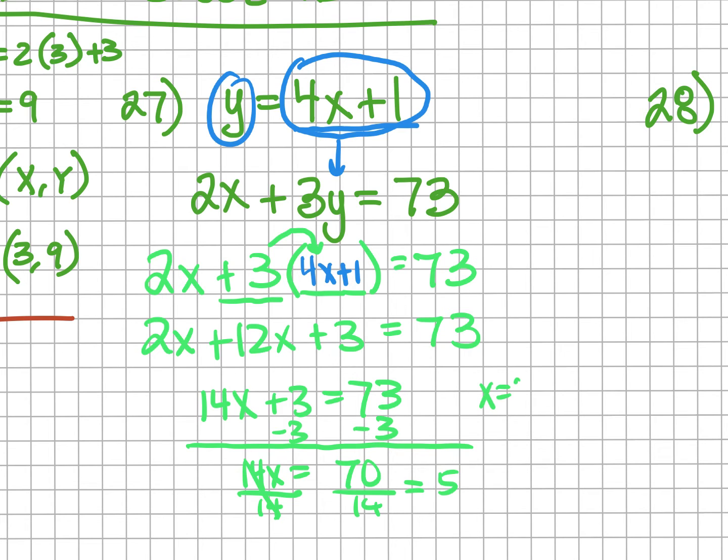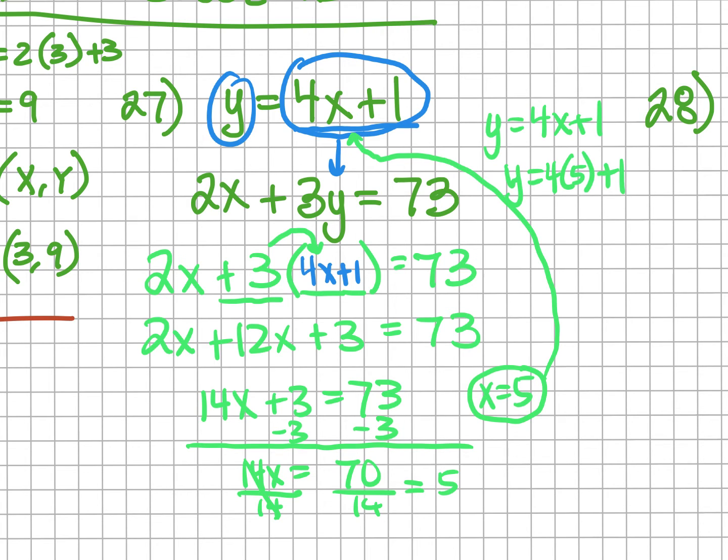So x equals 5. I've got that much done, but I don't have the other part done. So I have to take this up here. And y is equal to 4x plus 1. y is equal to 4 times 5 plus 1. y is equal to 20 plus 1. So now we figured out the y as well. So it's 5 for x, 21 for y.